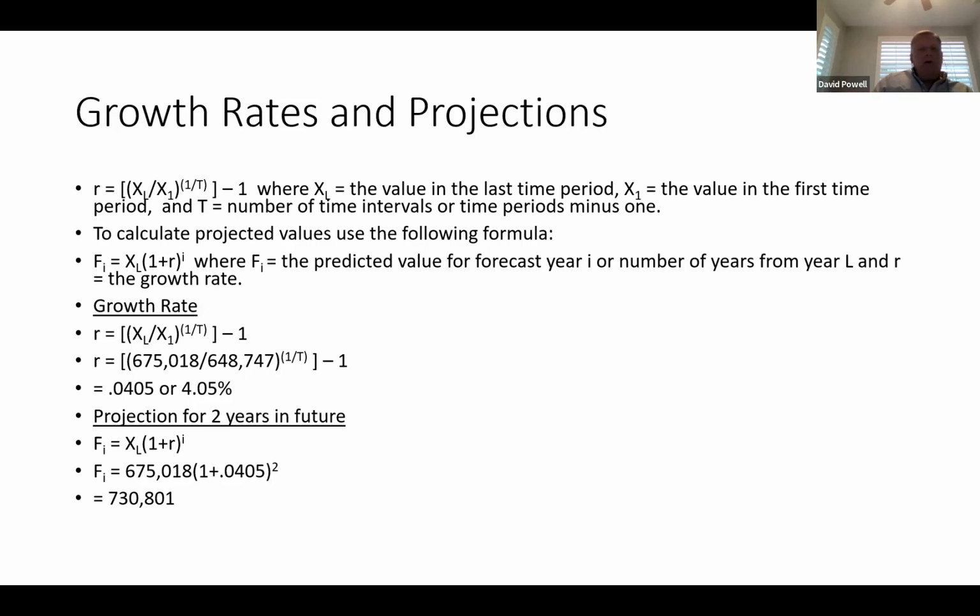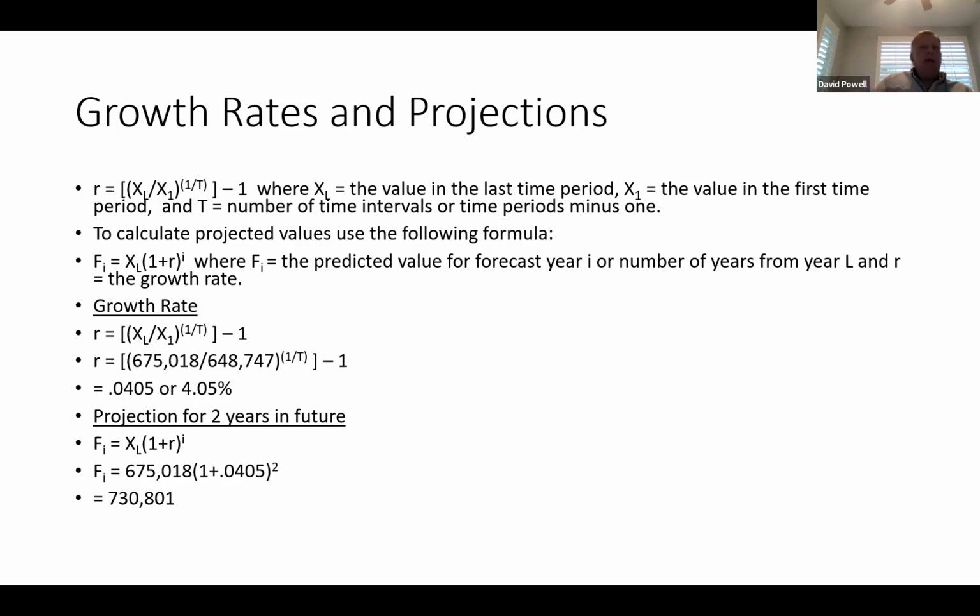So $675,018 is 4.05% higher than the revenue amount for the previous year of $648,747. So that's a very simple way in which you can calculate how much your revenue has grown from 1 year to the next. Now, again, if you wanted to look at 2 years in the past, or 3 years in the past, or 4 years in the past, that will then affect that T in the exponent. The T is just the number of years between your last year and the first year in your analysis. So in this example, we have a 4.05% growth rate.